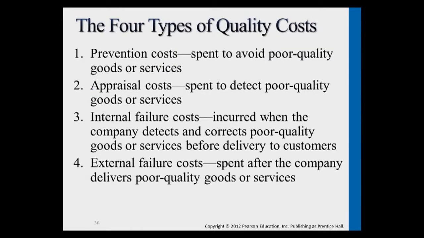I can do that if I inspect these 4 types of quality costs. So where am I incurring the most costs? I have some prevention costs, right? What are they? It's when I do everything to avoid poor quality goods or services. So it's my prevention cost.